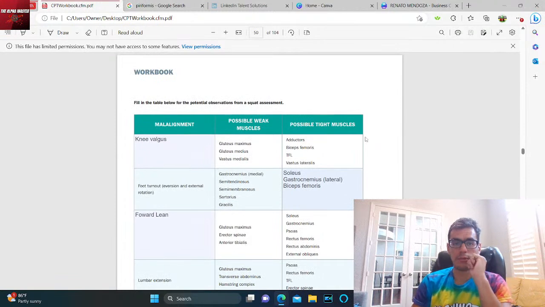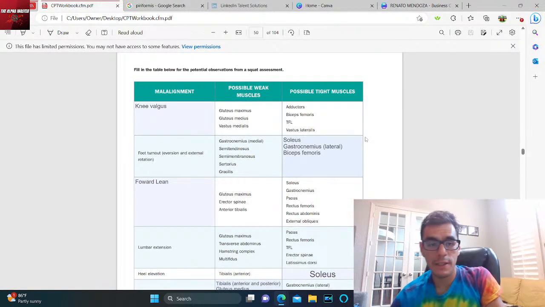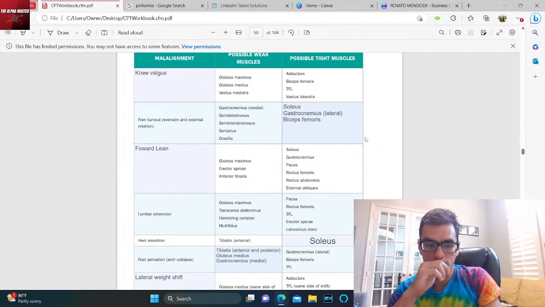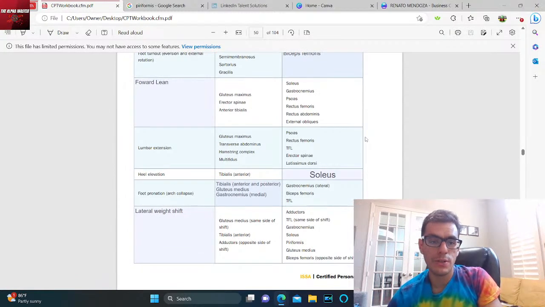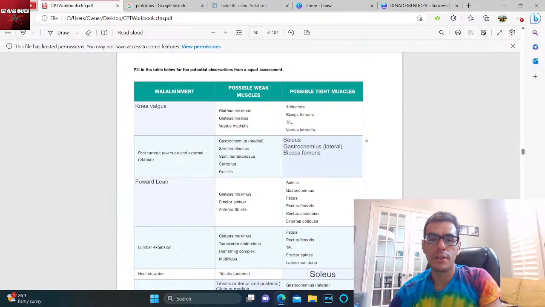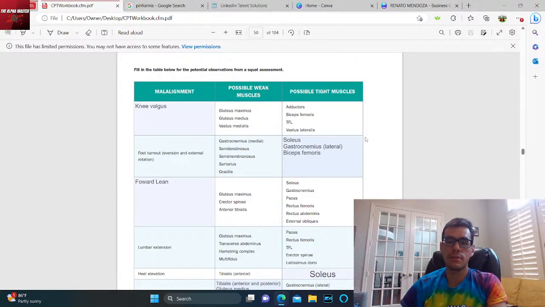So that's the table for the potential observations from a squat assessment: knee valgus, foot turn-out and external rotation, forward lean, lumbar extension, heel elevation, foot pronation and arch collapse, and the lateral weight shift, with the possible weak muscles and the possible tight muscles for each.